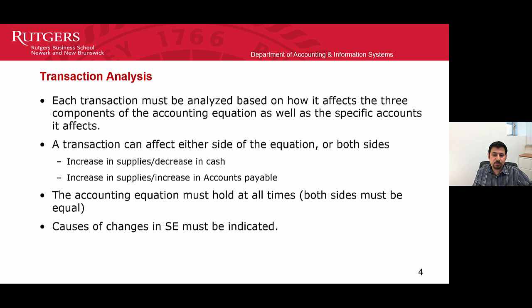On the other hand, if we buy the truck on account, that would be a loan, or basically a liability. In this case, we have an increase in equipment, which is an asset account, and also an increase in accounts payable, which is a liability. So we need to keep in mind that the total assets must always be equal to total liabilities and stockholders' equity at all times.